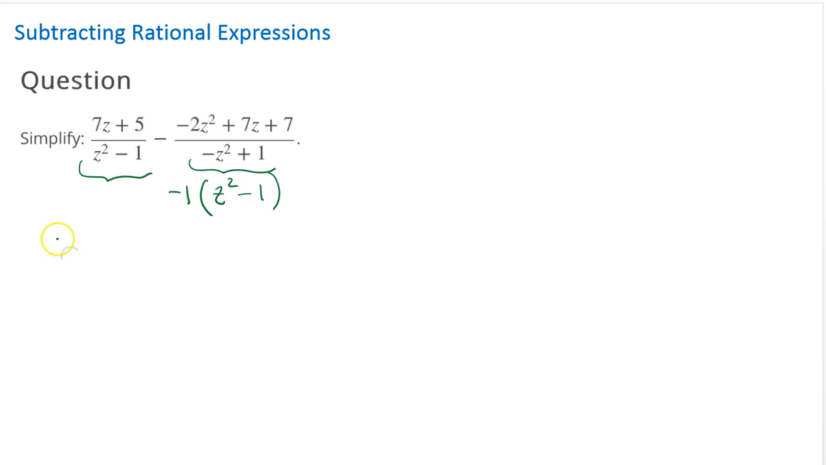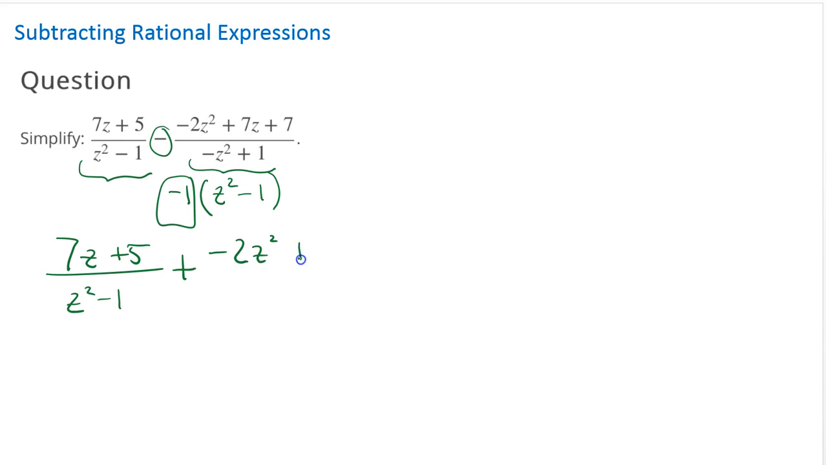So now I have 7z plus 5 over the original denominator, z squared minus 1, plus, again, because this and this turn into plus. It's just multiplication. And then I have plus negative 2z squared plus 7z plus 7 divided by, now it is z squared minus 1. So this is great. I have a common denominator. Once you have a common denominator, you're allowed to add the numerators together.